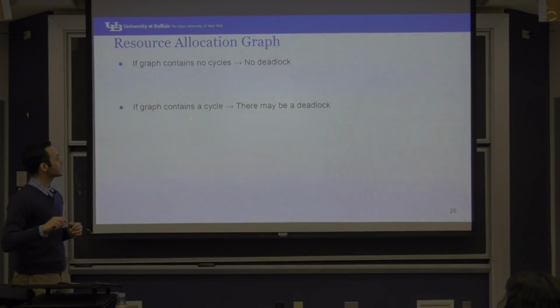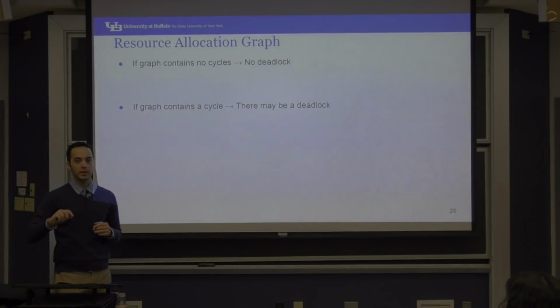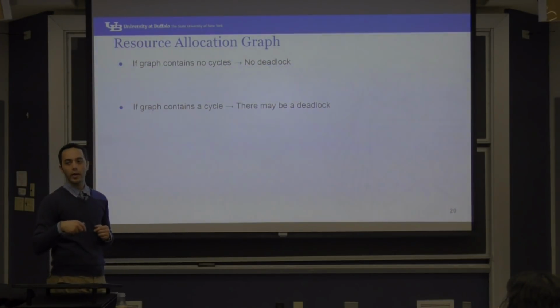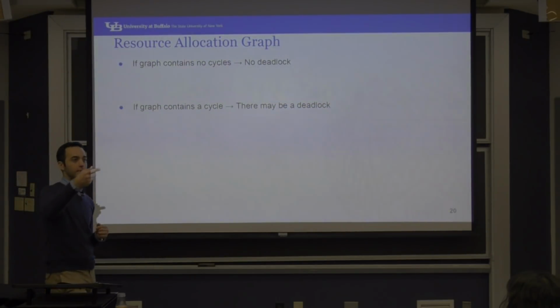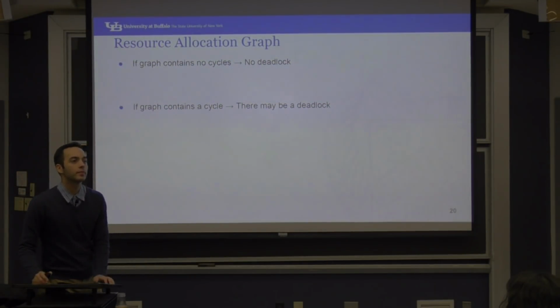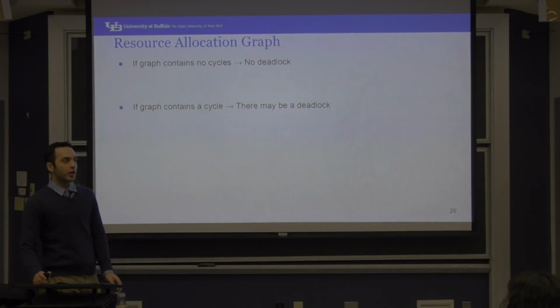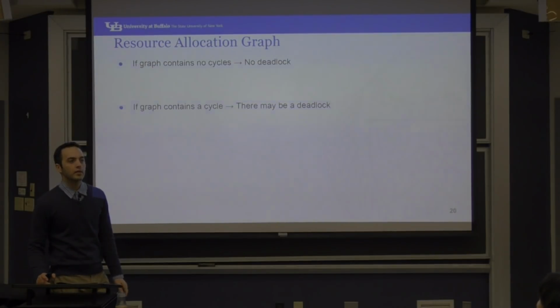What if there is a cycle? There's not a deadlock yet, but there may be, right? So it depends. What does it depend on? Yes, if there's preemption or not. If there is preemption, or the operating system can force release of the resources, then that is one way to avoid or resolve the deadlocks, yes.